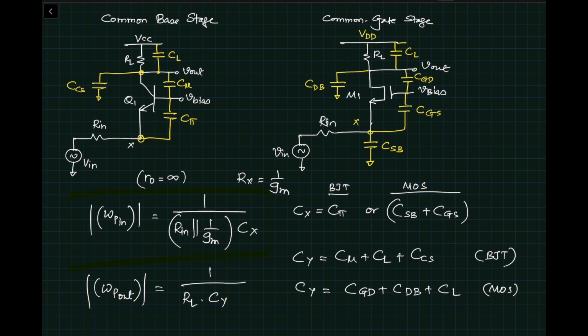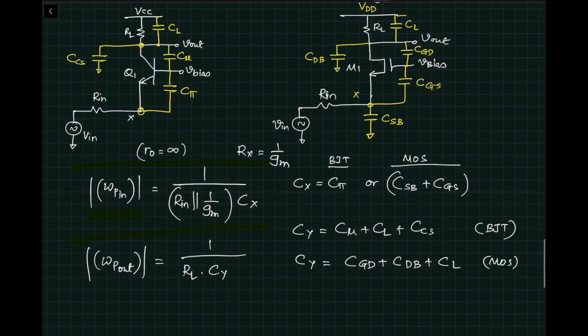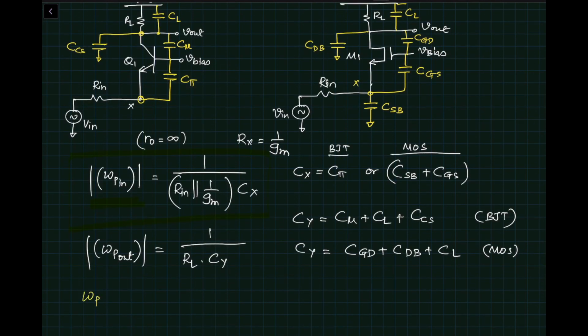So we can say that the input pole location is fairly close to Ft of the transistor. We have seen that omega p in is close to Ft of the transistor, which is Gm divided by C. So this is a very high frequency, since we are talking about Ft of the transistor, which could be hundreds of gigahertz. So in the overall frequency response, it's the output pole which will dominate the response.